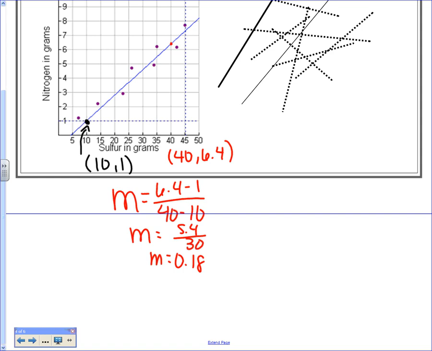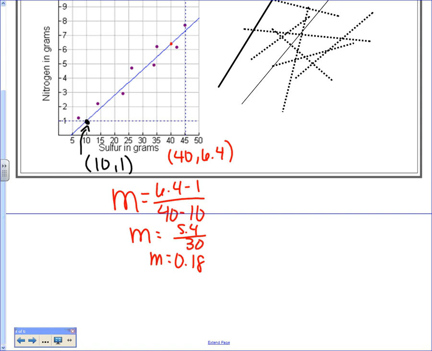You should get something pretty close to 0.18. Does that make sense? You should be pretty close. If you get 0.25 for a slope, that's not really close. Does that make sense? So as long as you're really close on these, that's fine. Yeah, round it to 2 decimal places. Any questions on that part?